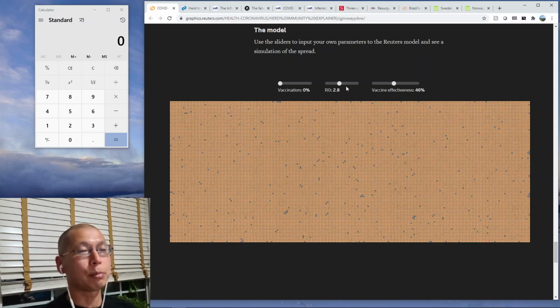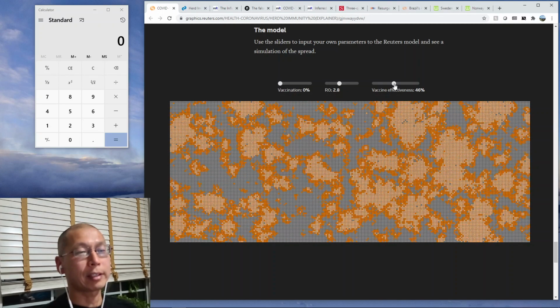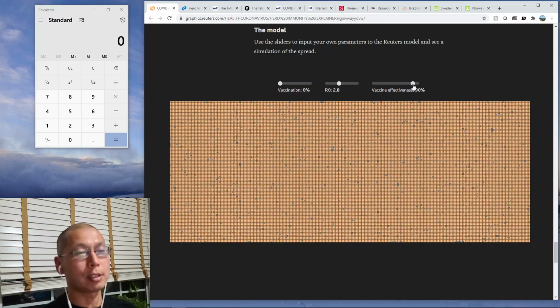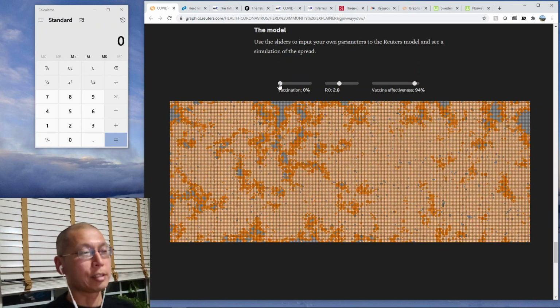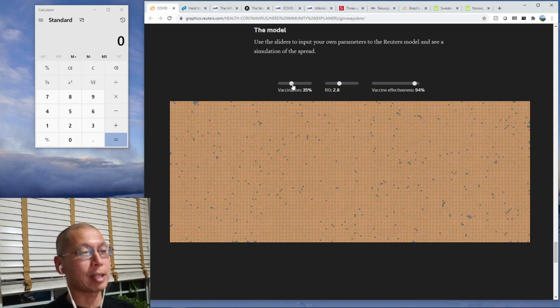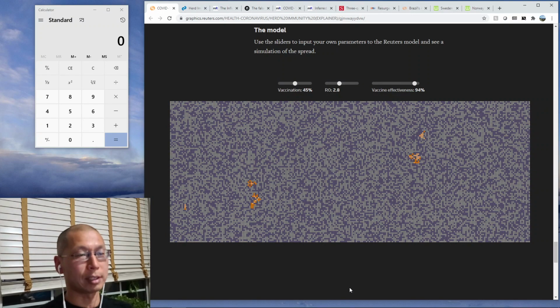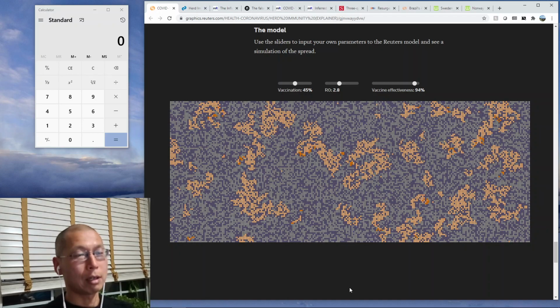So let's peg it at 2.8, and vaccine effectiveness, according to the preliminary phase 3 trials, is about 95% for the Moderna and the Pfizer vaccine. Let's see what happens as you crank up the vaccination rate. Let's say you get 40% vaccinated, 45% vaccinated. The dark circles are the vaccinated people, and the light blue are the unvaccinated people, and of course you see the disease spreading through the population.